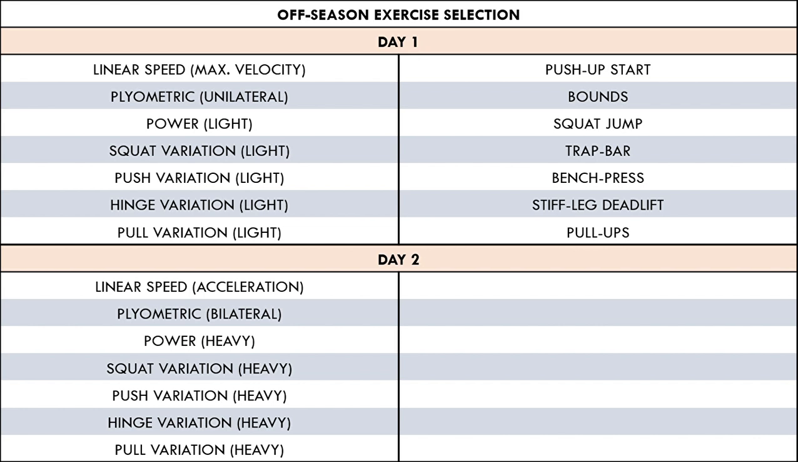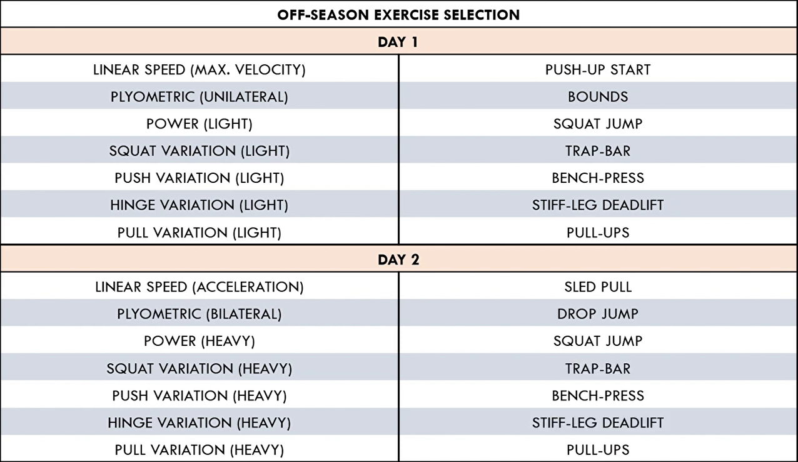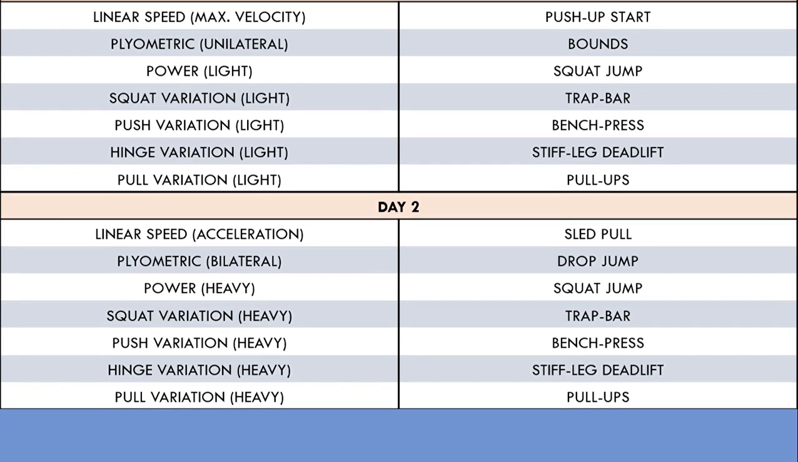For day 2, we have emphasized the acceleration portion of linear speed by using a sled pull. Drop jumps were chosen for a bilateral plyometric exercise. Squat jumps were also chosen for the power exercise, only this time with heavier loads. And the same strength exercises were used for day 2, only this time heavier weights will be used with lower repetition ranges. Now that we have the exercises selected, we need to establish what model of progression will be employed.